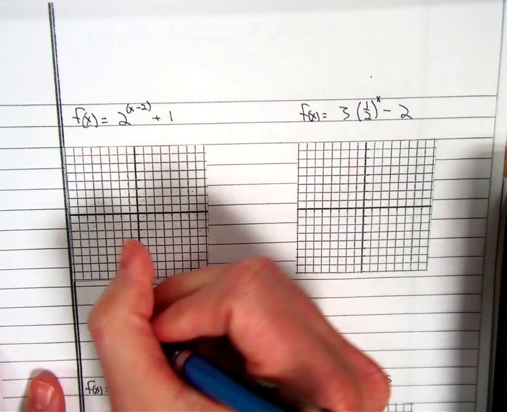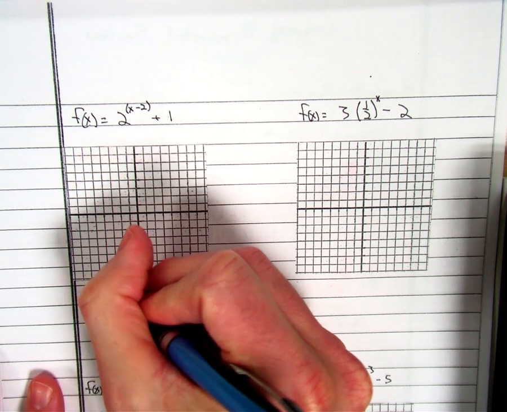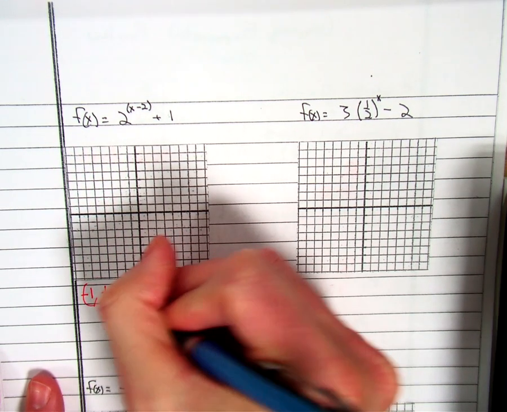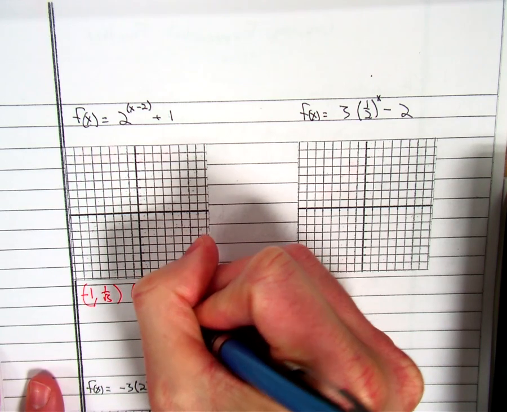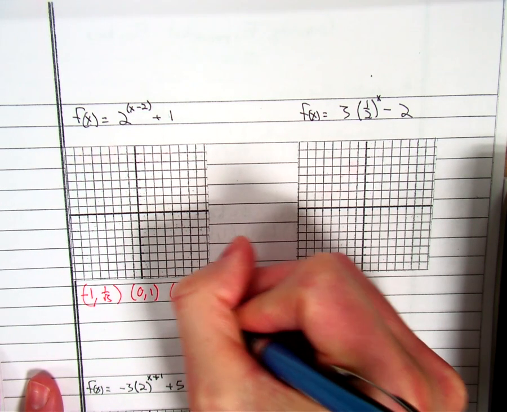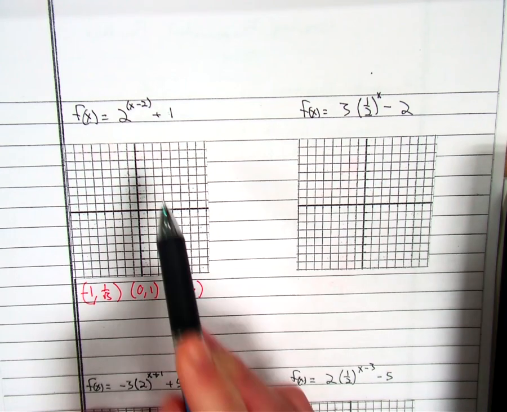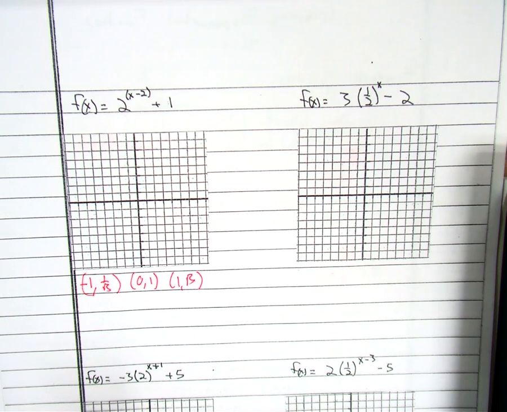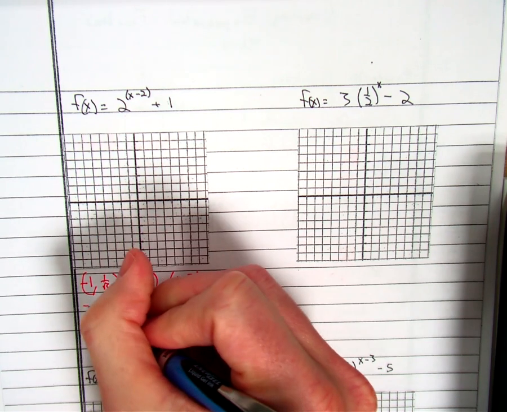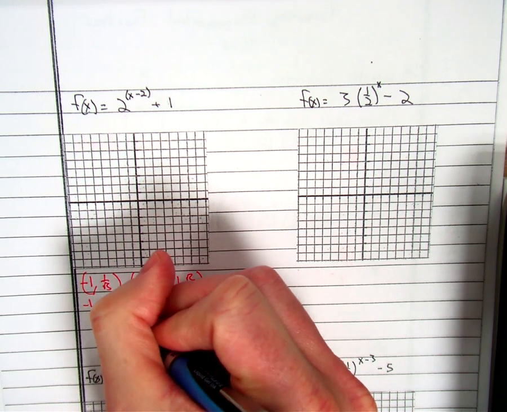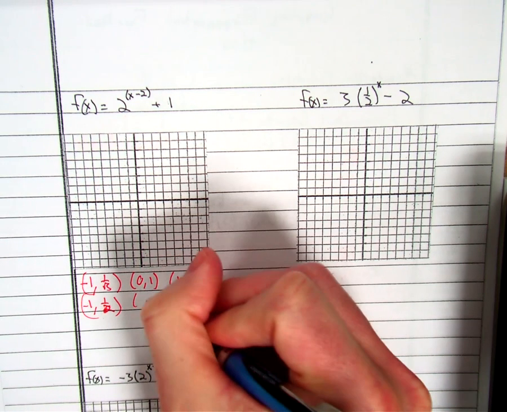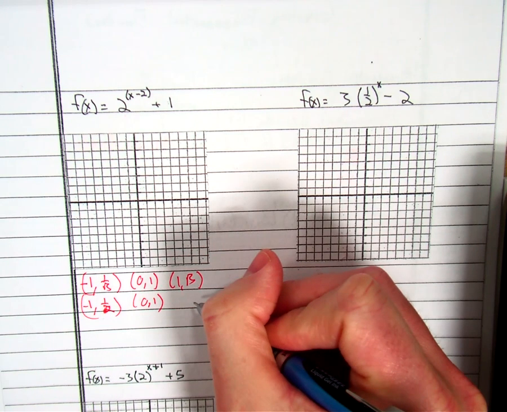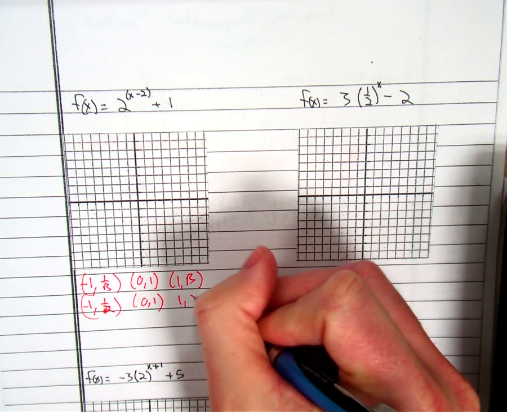Okay, so we have negative 1, comma 1 over b, 0, 1, and 1, b. So our b is 2. So we have negative 1, comma 1 over 2, 0, 1, and 1, comma 2.